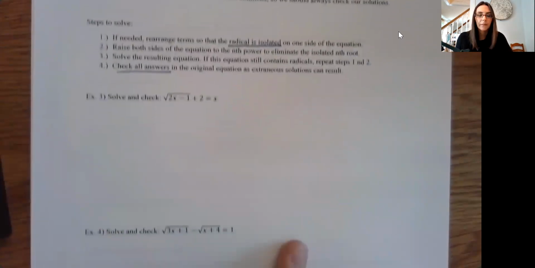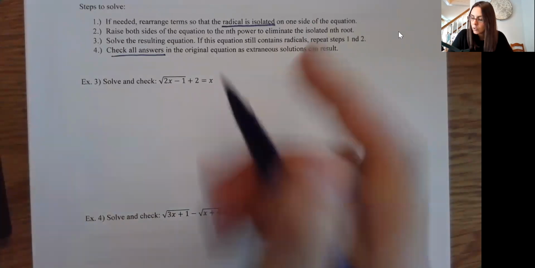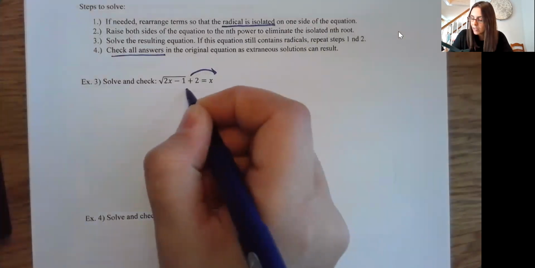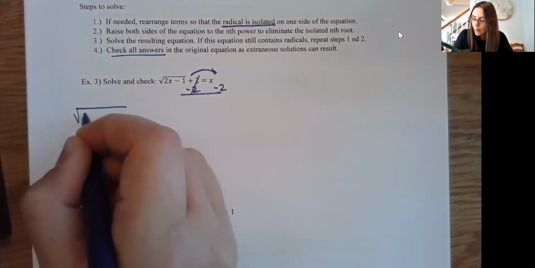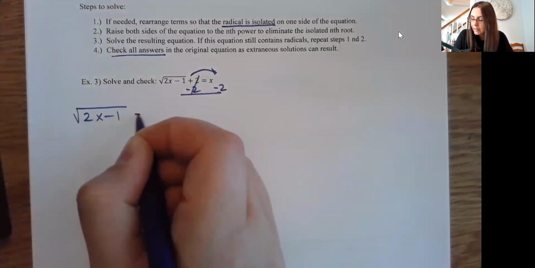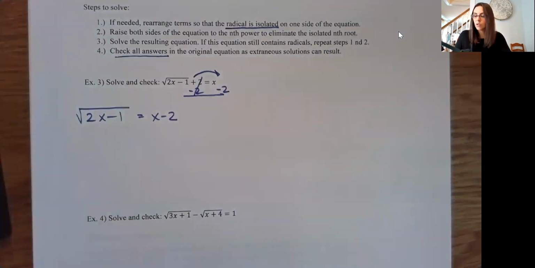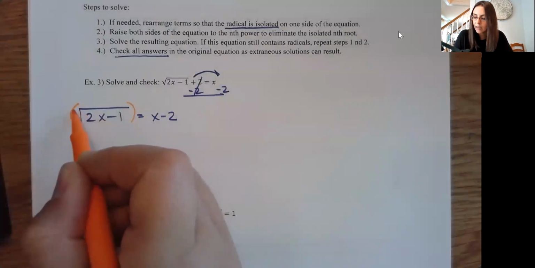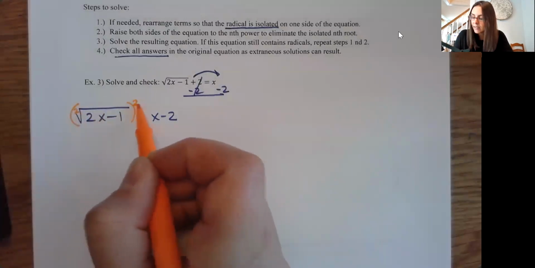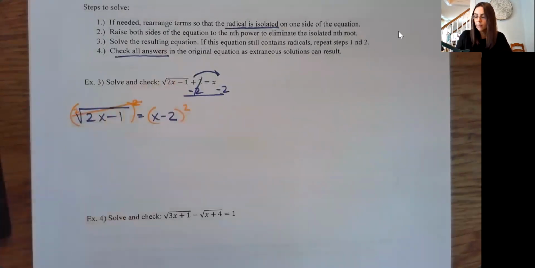So let's do this one. My first step is I want to get the radical by itself. So I do want to get rid of this plus 2. So I'm going to move it to the other side to start. And I have square root of 2x minus 1 equals x minus 2. Now I want to cancel that radical. So just think about what kind of root you have. Here I have a square root, which would be a 2 here, right? So I'm going to raise both sides to the 2nd power. And that will cancel that radical part out for you.